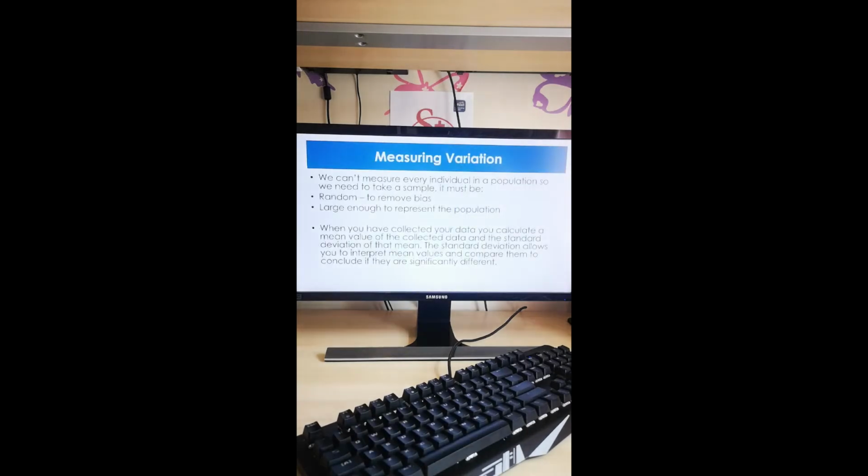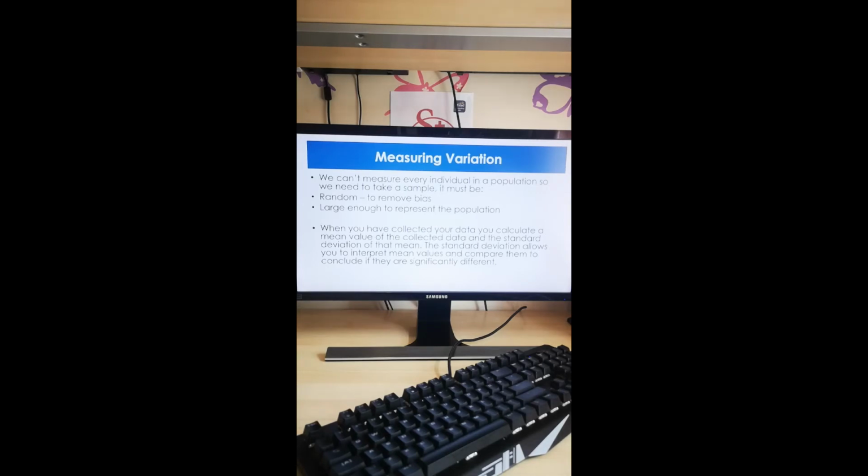Okay, so measuring variation. So this is in your student notes as well. Okay, so measuring variation, we can't measure every individual in a population, so we need to be able to take a sample. When you take a sample, you need to design your study so the sample you take is random. Yeah, this is to remove bias, and is large enough to be representative of the population. So you need to take enough samples that your sample results will be representative of the whole population.